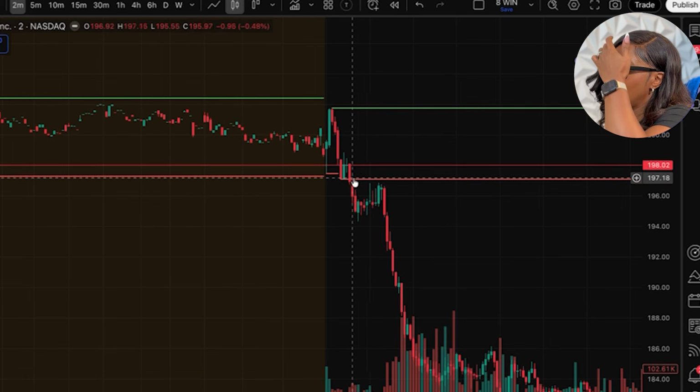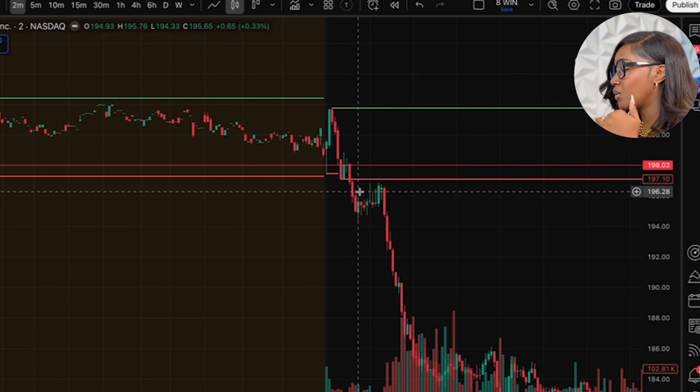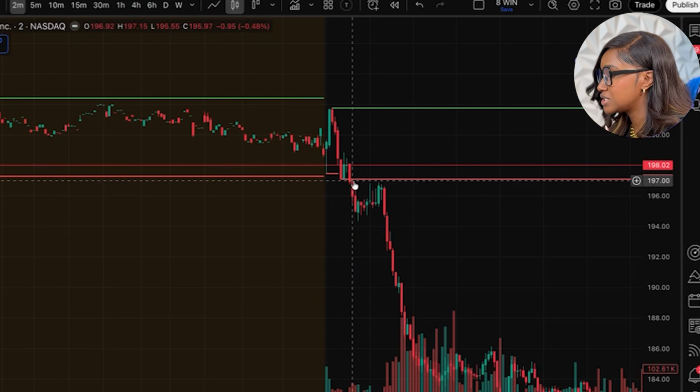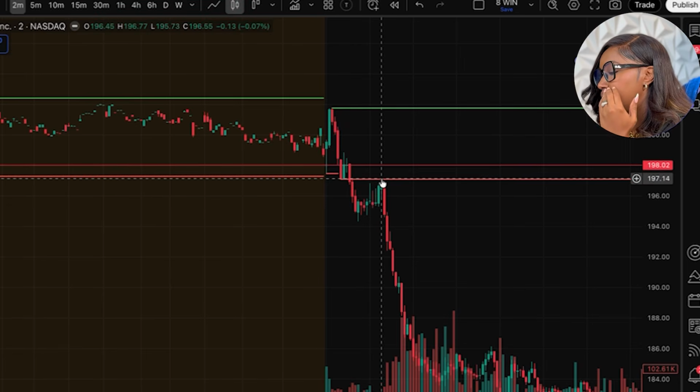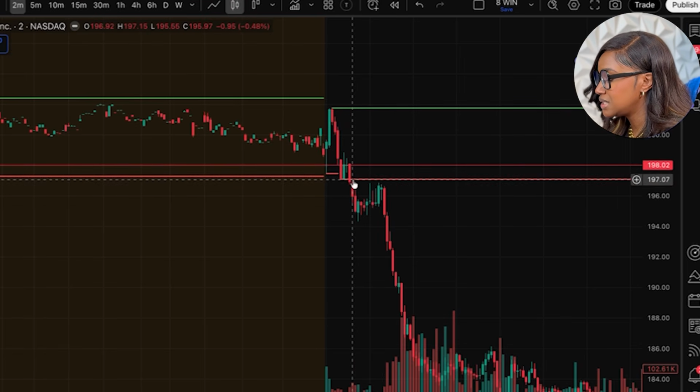Now, this level here, right? The ORB low used to be a floor. That used to be a support. Once price was able to break through that support, now we want to confirm that this is indeed a level of resistance. So we do get a retest here, right?